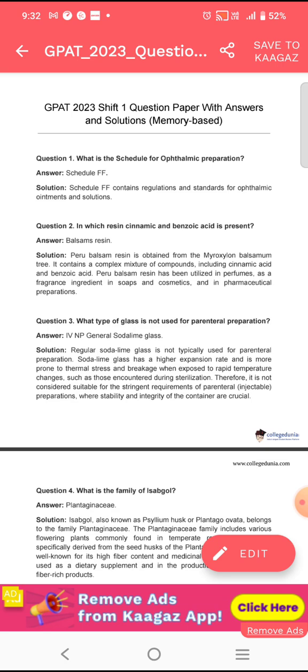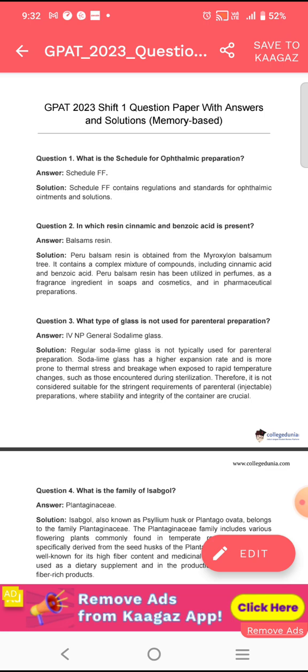So, the first question I am discussing here: what is the schedule for ophthalmic preparation? That you have studied in jurisprudence. That is Schedule FF. Schedule FF contains the regulations and standards for ophthalmic ointments and solutions. Next question: in which resin are cinnamic and benzoic acid present? There will be some options, but you know the answer is the balsams resins.